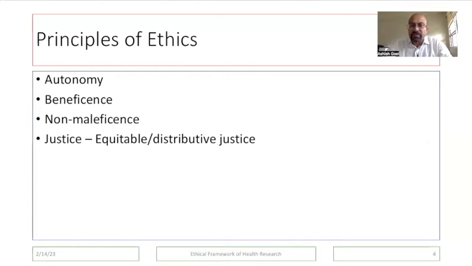And obviously equitable justice or distributive justice, that means whatever research limitations or whatever commodities are available with the research team will be equitably distributed among the participants. Or if a health facility has got some facilities, then these will be distributed equitably between the different patients who seek healthcare at this facility.